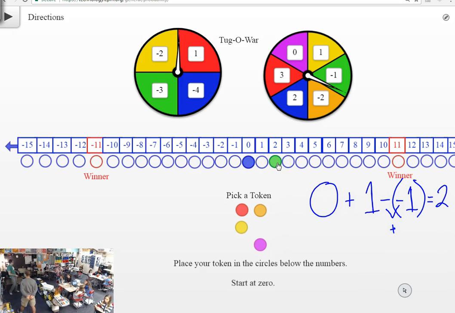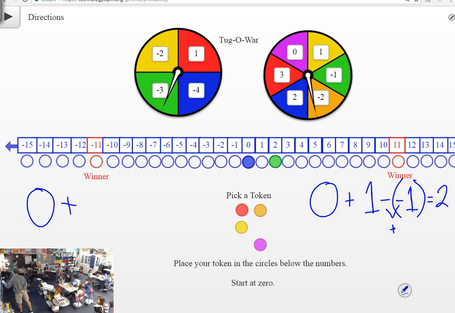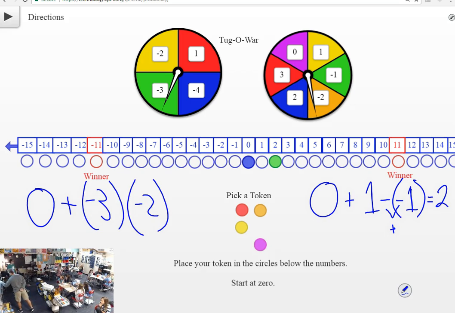Now, Mr. Smith spins both spinners, and he has to decide what operation he wants to use. Negative three, negative two. Great. I think I will choose to multiply. So he's starting at zero, adding a move of the product of his two numbers. The product is six. Zero plus six makes six.